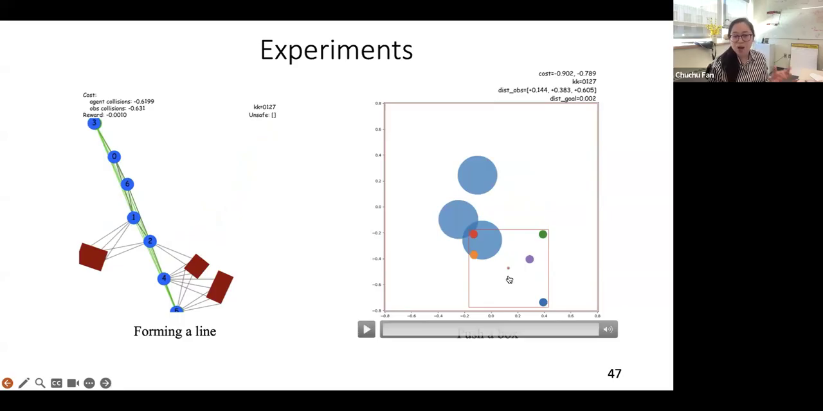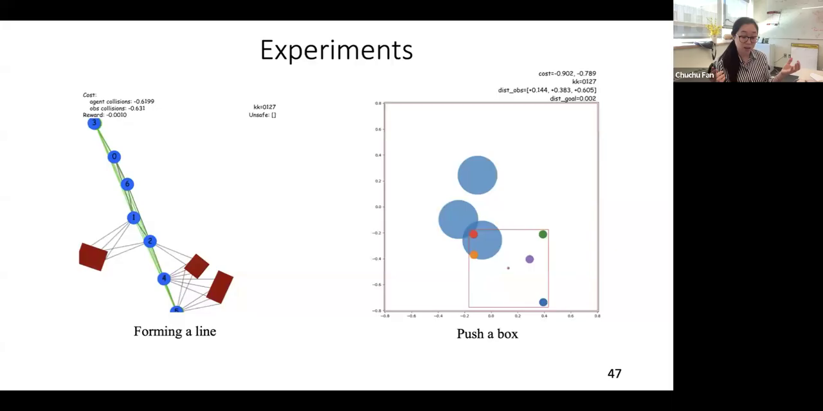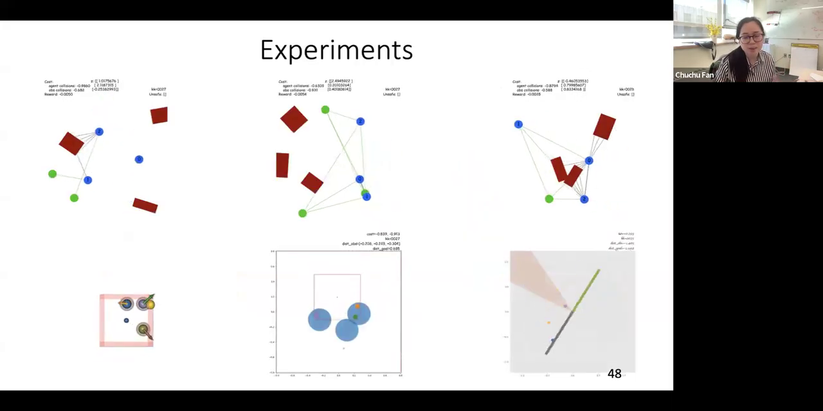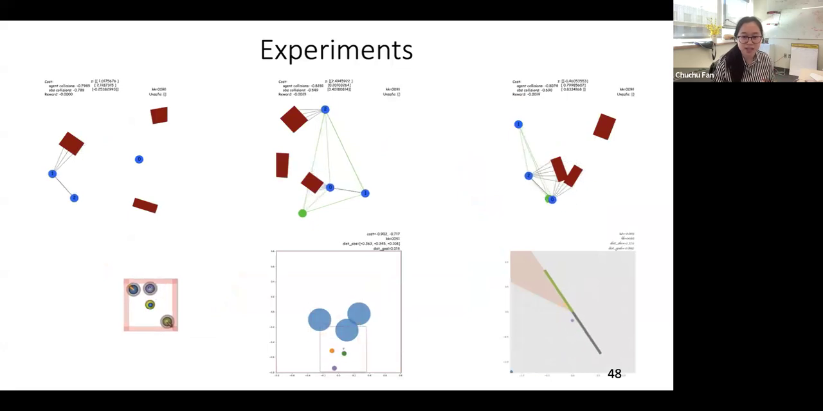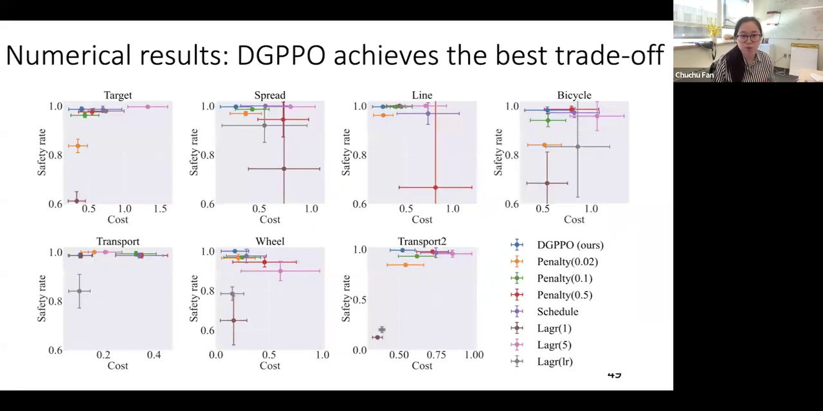It's not separate anymore, but the agents only have local observation, and they will be fully distributed when they are being executed. There are many other tasks that we have tested, and I can show you the numerical results. So remember, what we want to get is the best trade-off between safety and performance.